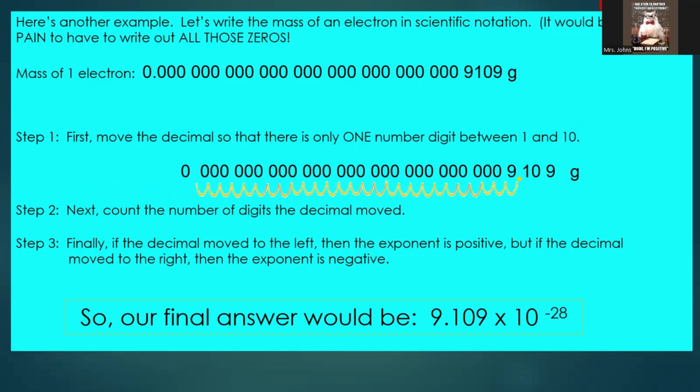All right. So does anybody want to count all this? Okay, we've already done it for us. So there are 28 places that we moved our decimal over. Did we move it to the left or the right? We moved it to the right. So right now, that makes it negative. So 9.109 times 10 to the negative 28th.